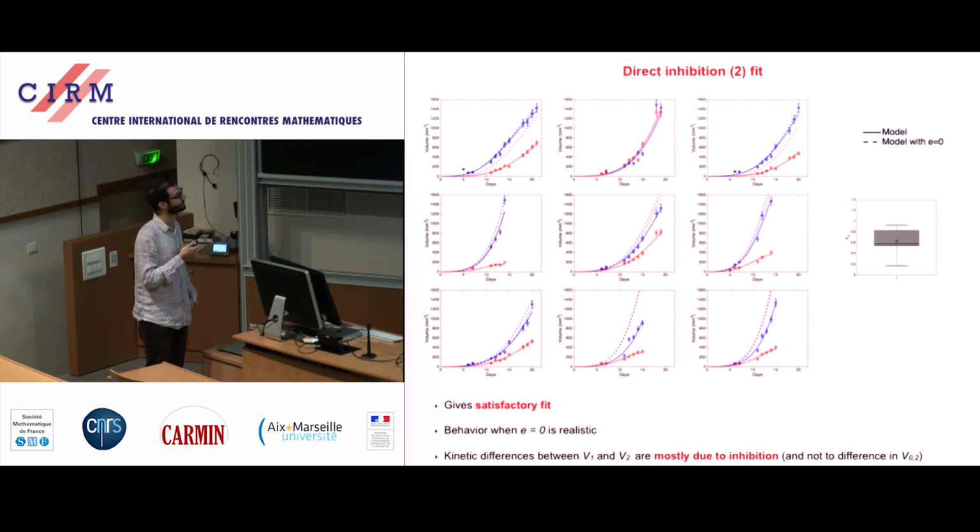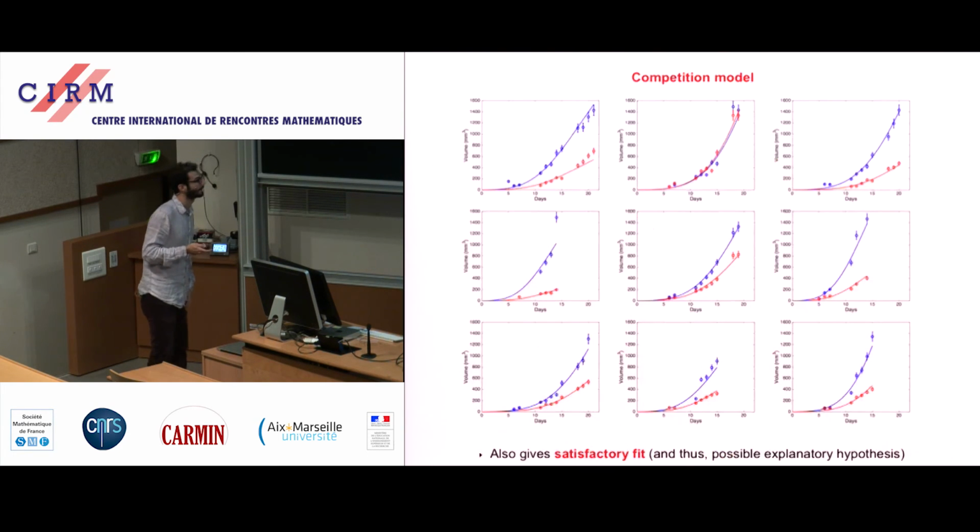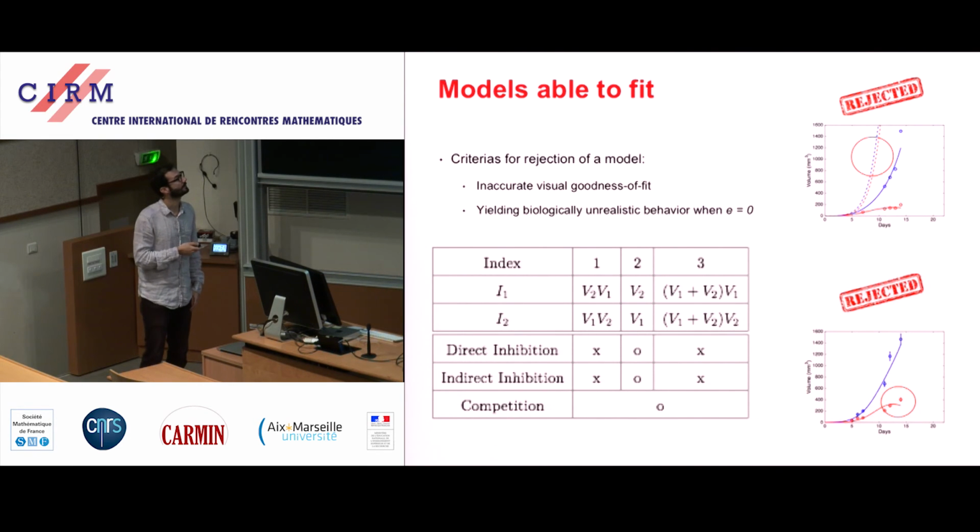And you also test that it's not an artifact of just the difference in V0. The difference in V0 alone does not give you this difference, whereas when you put in the inhibition, then you really explain the difference in the growth. But on the other hand, the competition model was also able to fit. And all these models actually were able to fit.